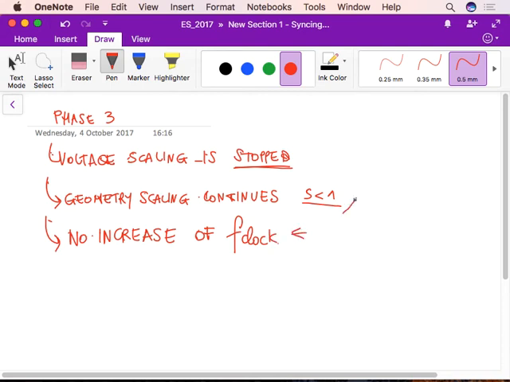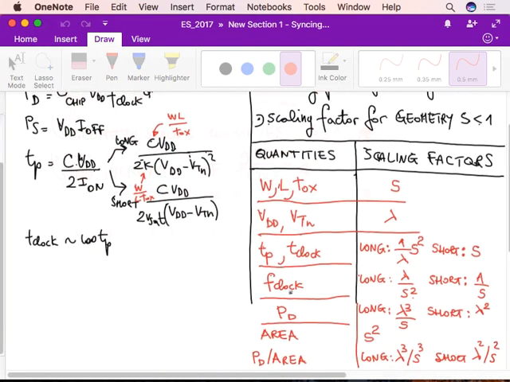So you should put attention here. You continue to decrease the geometry, which in principle would decrease the propagation delay, so would allow you to go faster, but instead you don't go faster. You do not increase the f clock, because otherwise the power dissipation per unit area goes absolutely out of control. Okay? So what happens here? Let's look at the table we have drawn here.